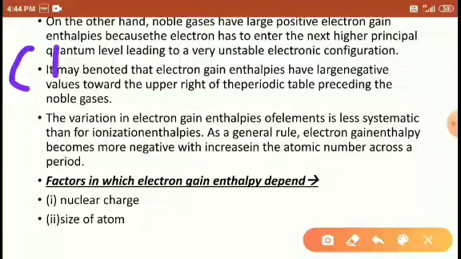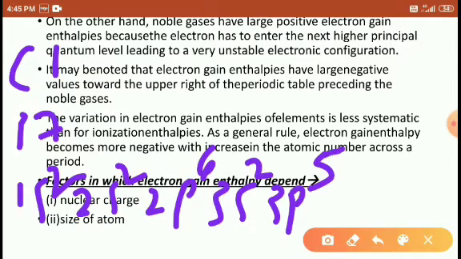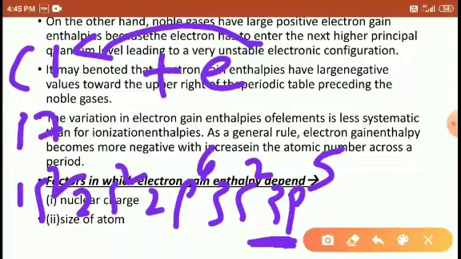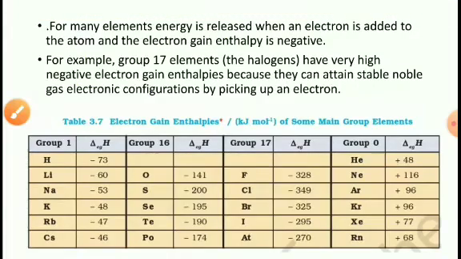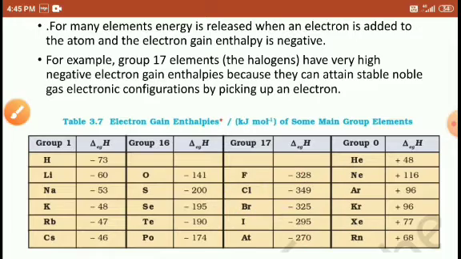For example, chlorine, atomic number 17, 1s2 2s2 2p6 3s2 3p5. For stabilization, the p orbital needs only 1 electron. So while accepting an electron it releases more energy, I think 348.3, roughly 349 kilojoule per mole, to stabilize. Right, students?